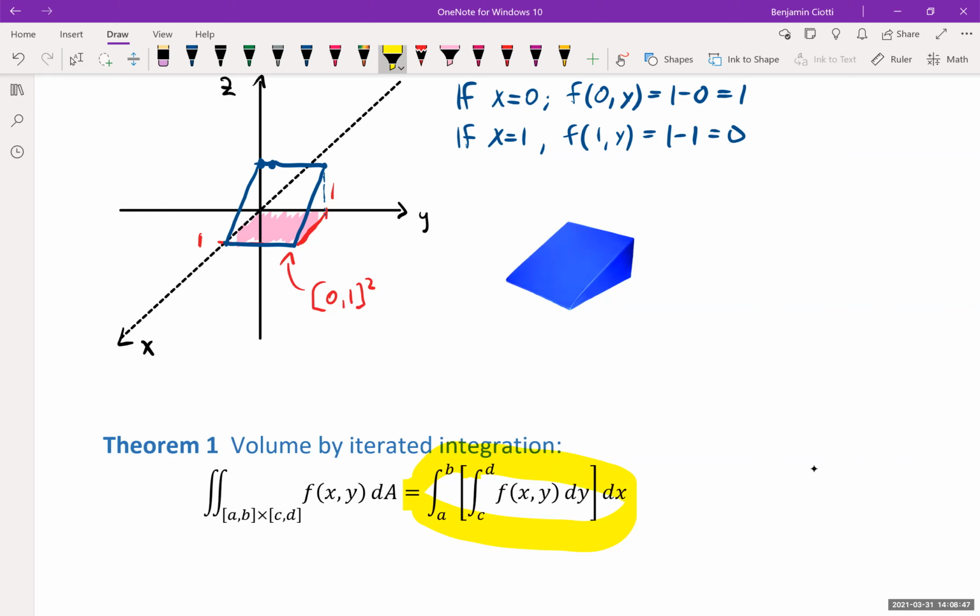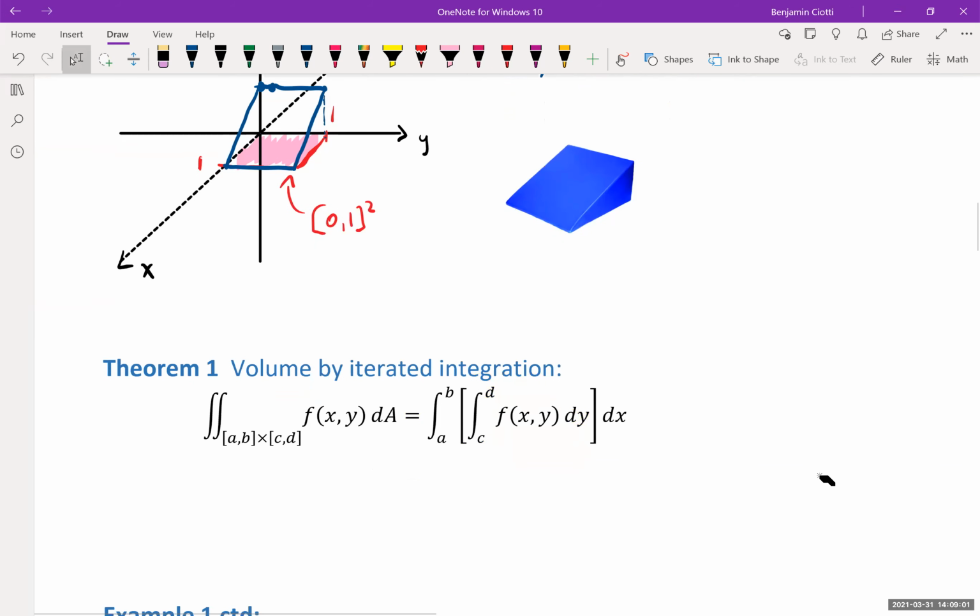Okay, so theorem 1 gives us a formula for calculating an integral over a rectangle. It says that the integral of a function over a rectangle is equal to this expression, which is referred to as an iterated integral, because you do one integration with respect to one variable, and then you integrate that with respect to the other. Let me clarify that a little bit. The integral inside the parentheses is with respect to y. If you integrate with respect to y, that means you hold x fixed. You pretend x is a constant.